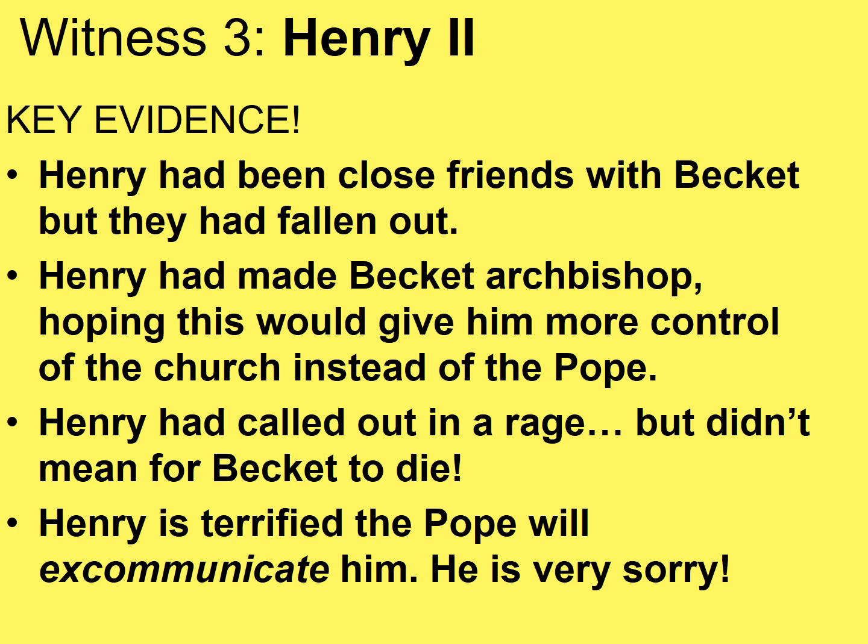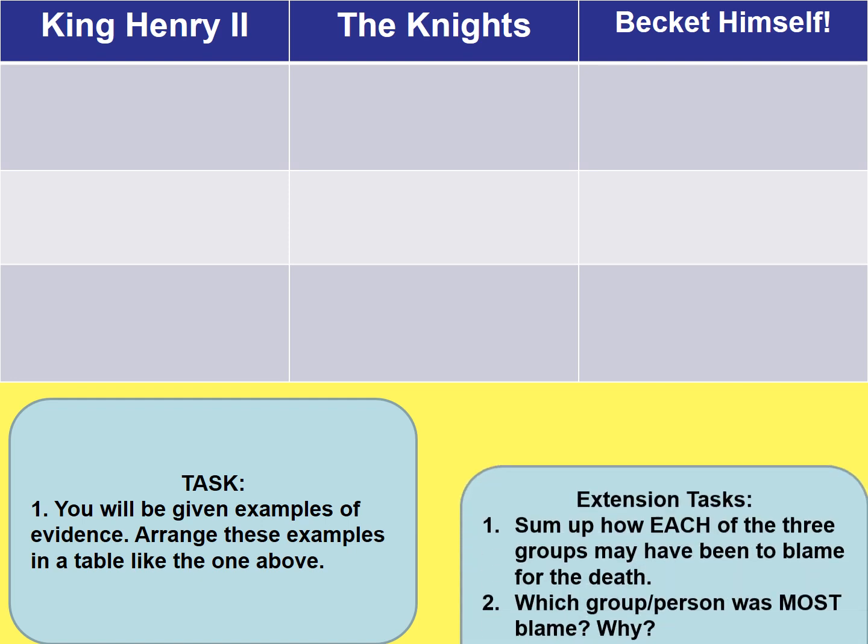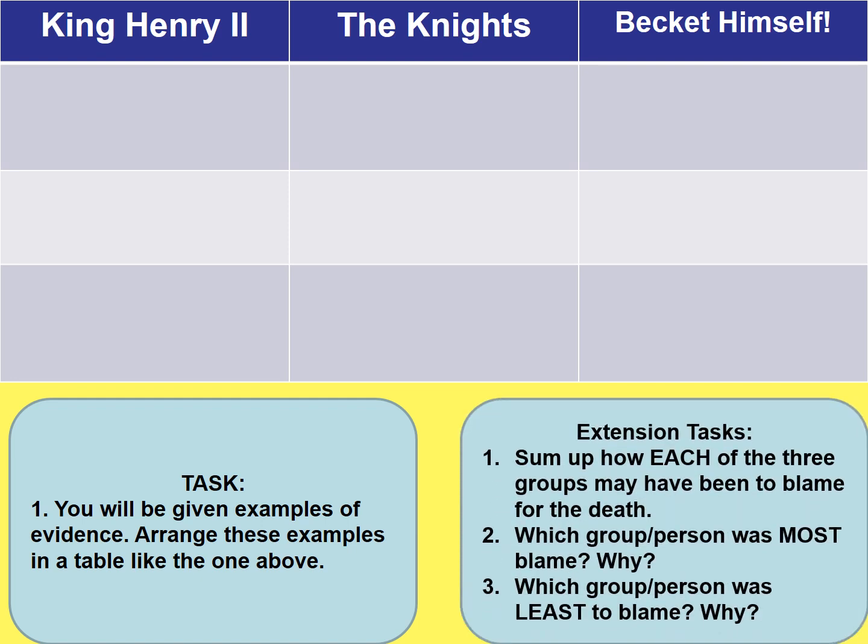Done? Well, let's move on. What you'll need to produce now is a table like this one above. You'll need space to write 3 things underneath each heading, and the heading should be King Henry II, the Knights, and Becket himself. Your task will be as follows. You will be given examples of evidence. Arrange the examples in a table like the one above. Once you've done that, you can sum up how each of the 3 groups may have been to blame for the death, which group or person may be most to blame and why, and which group or person was least to blame and why.